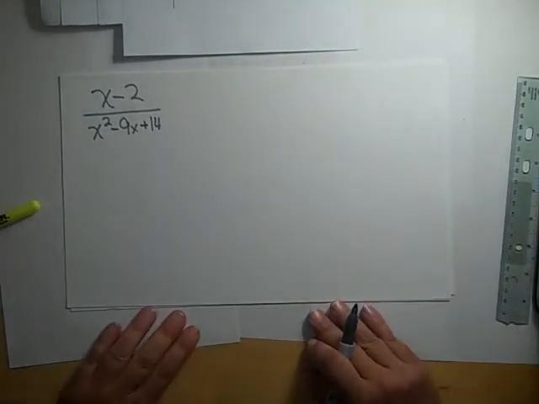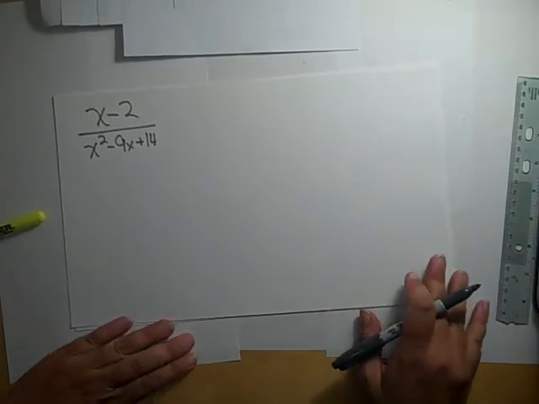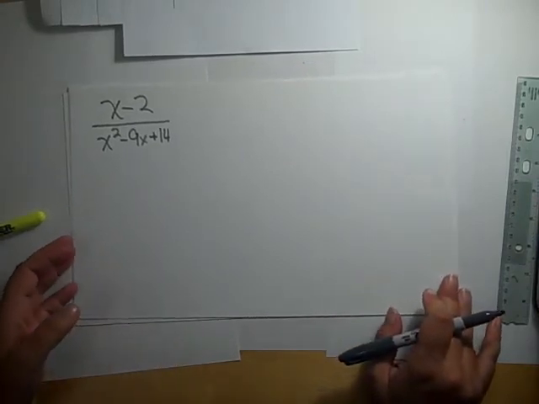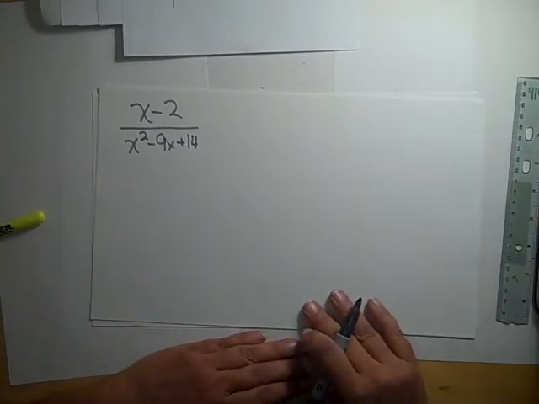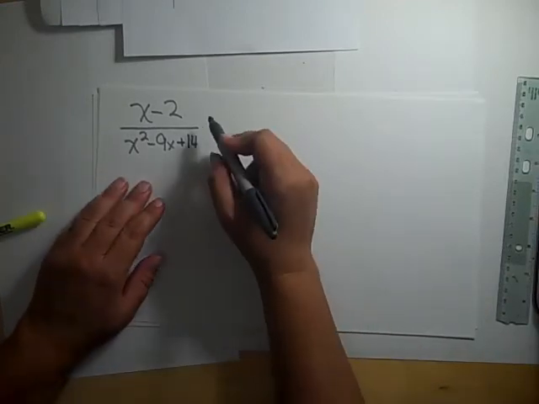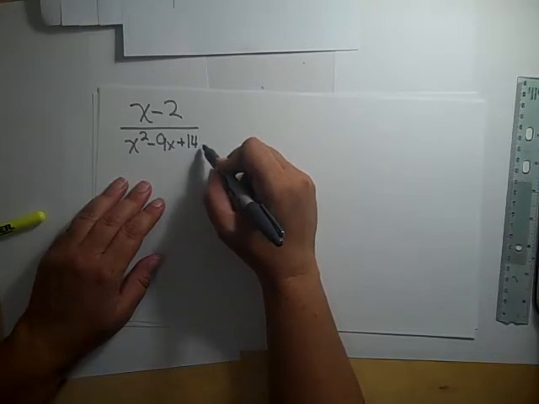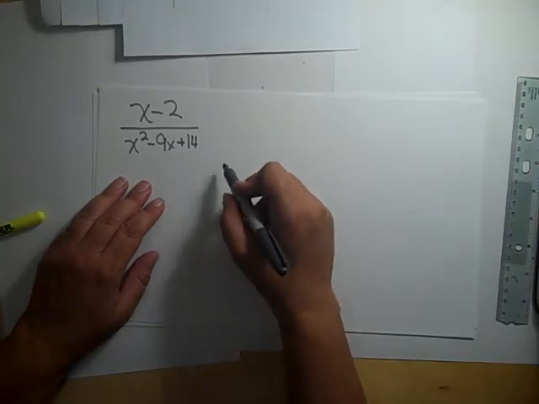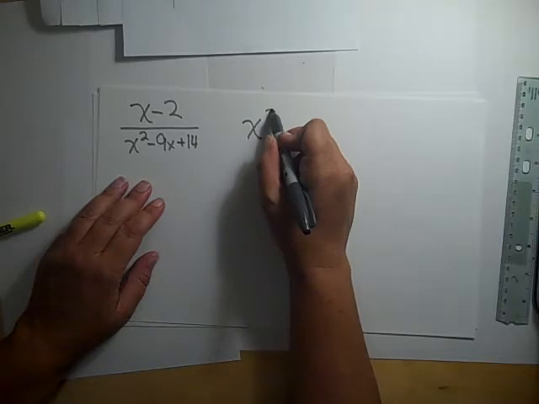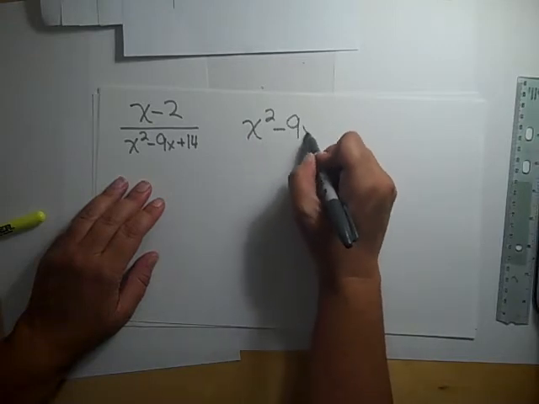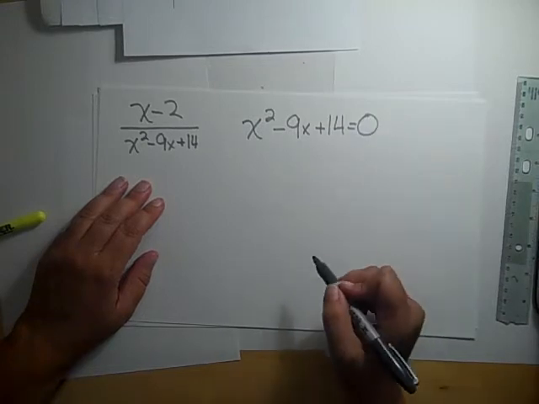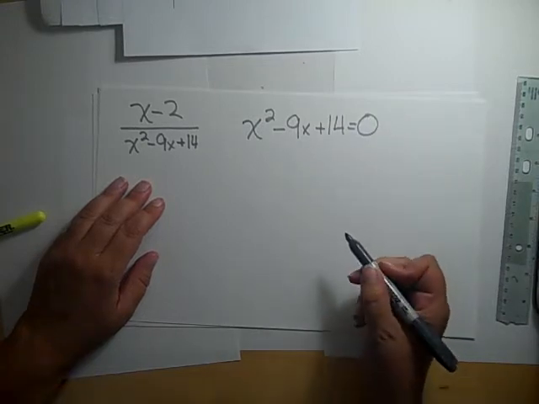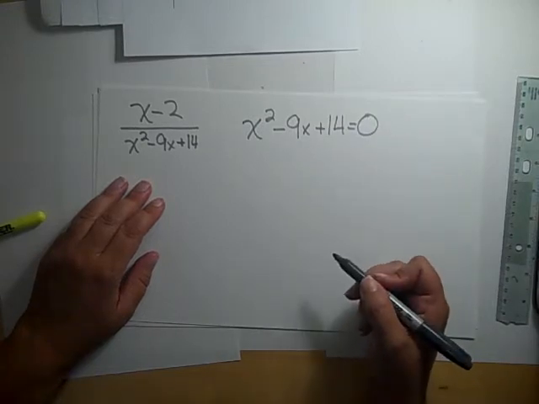Okay, let's continue on with the Chapter 1 review, starting with problem 28. It asks us to find the vertical asymptotes of this function. You have a vertical asymptote when the denominator equals 0. So this is algebra 1 time, isn't it? x squared minus 9x plus 14 equals 0. You can solve that hopefully by factoring. If not, you would have to pull out your quadratic formula.